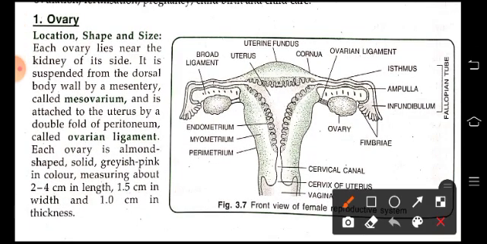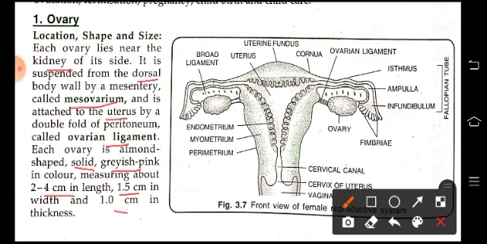As you see, children, regarding location, shape and size, each ovary lies near the kidney on its side. They are suspended from the dorsal body wall by a mesentery called the mesovarium, and it is attached to the uterus by a double fold of peritoneum called the ovarian ligament. Now each ovary is almond shaped, solid, grayish pink in color, and measures about 2 to 4 centimeters in length, 1.5 centimeters in width, and 1.0 centimeter in thickness.